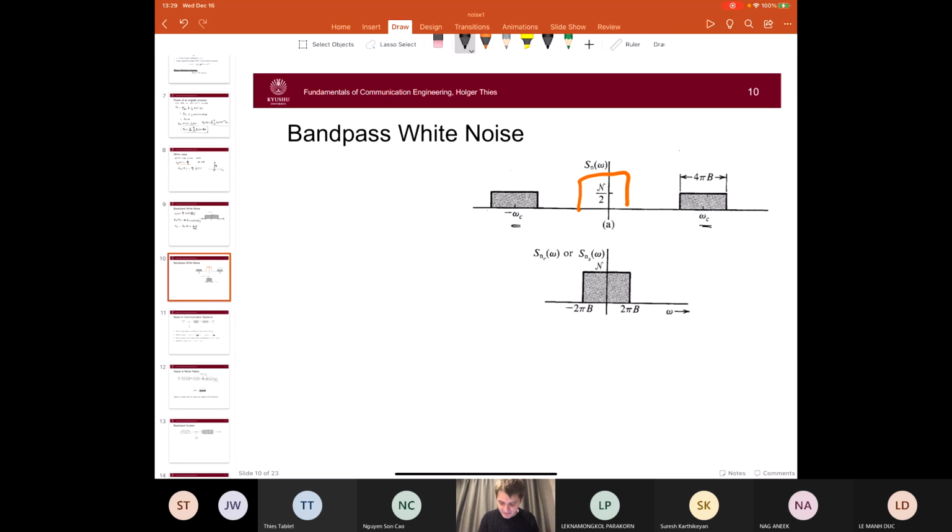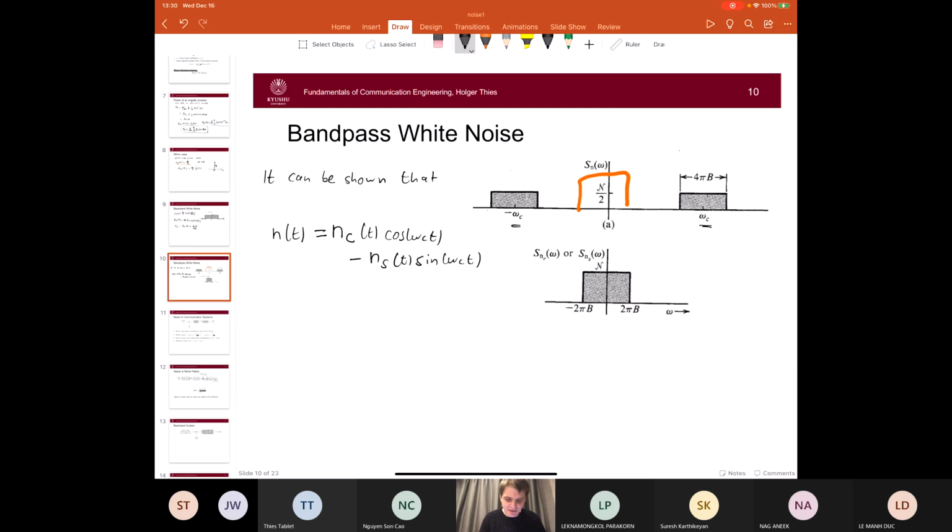Let me just tell you what happens here, because the proof is a little bit more complicated. We will skip it here, but it can be shown that in this case, the filtered noise process that we call n(t), after applying such a bandpass filter, can be separated into two components: a cosine component nc(t) times cosine omega c t, and a sine component, minus ns(t) times sine omega c t.